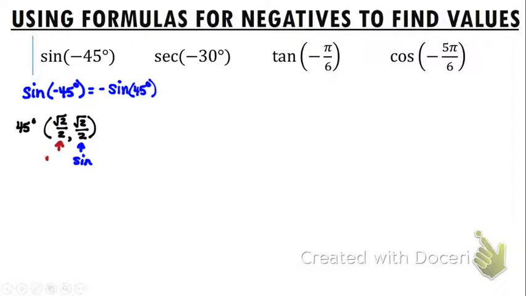Do you guys know how I finally memorized that? It took me forever. I kept getting them mixed up. You know how in our ordered pairs it's x and then y? And that's alphabetical order. C comes earlier in the alphabet than S does. Same thing. So sine of negative 45 degrees would be what? It'd be negative root 2 over 2.